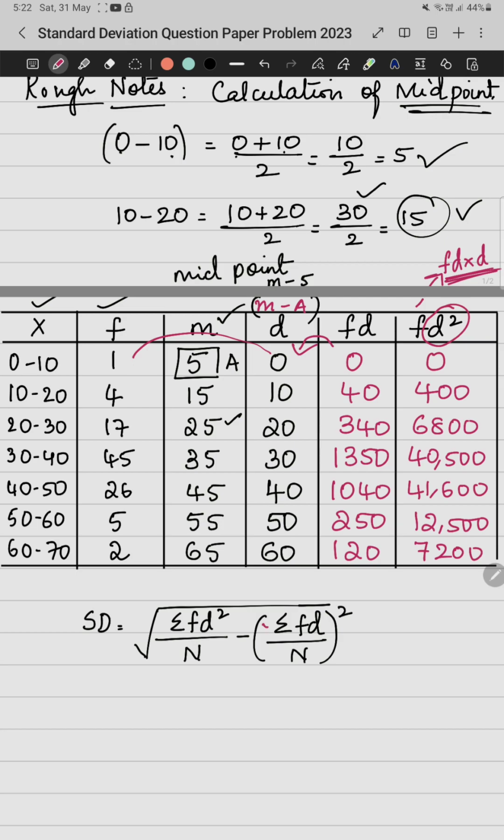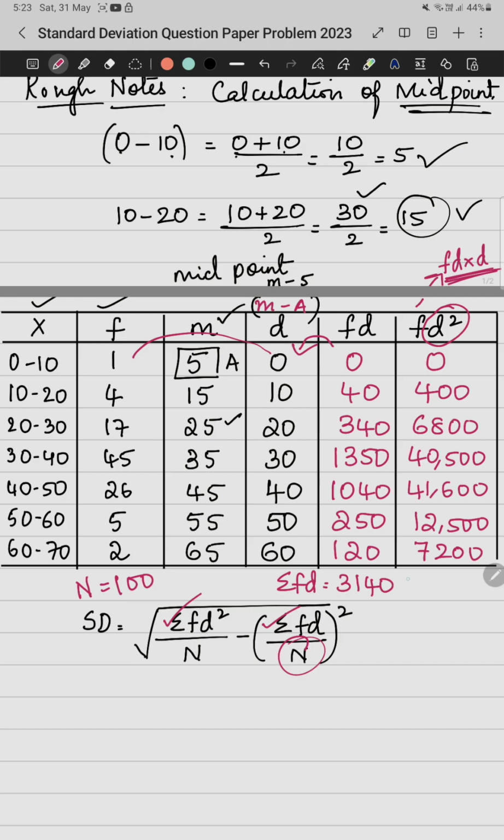According to the sum, what do we need? We need summation FD, and we need summation FD whole square also. And N we know is the total of frequencies, which is 100. Coming to summation FD, it is 0 plus 40 plus 340 plus 1350 plus 1040 plus 250 plus 120.